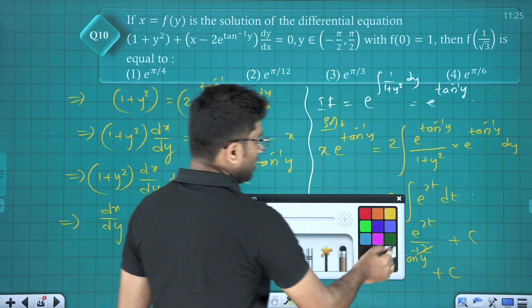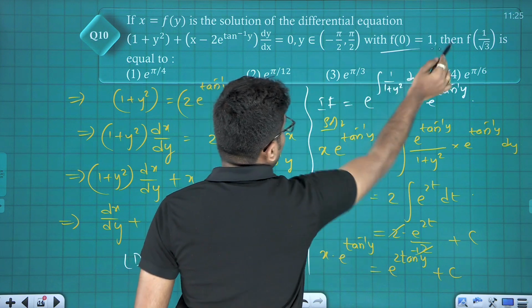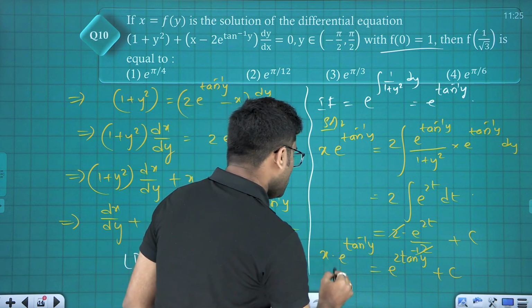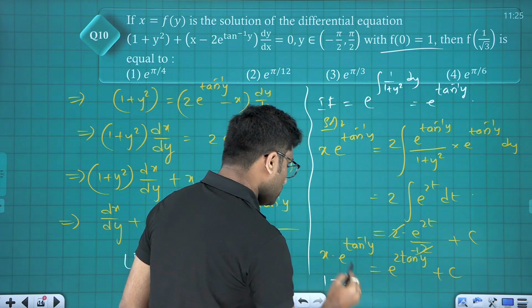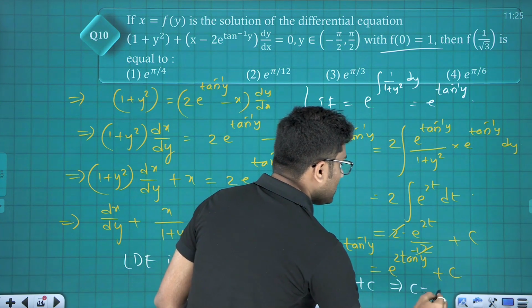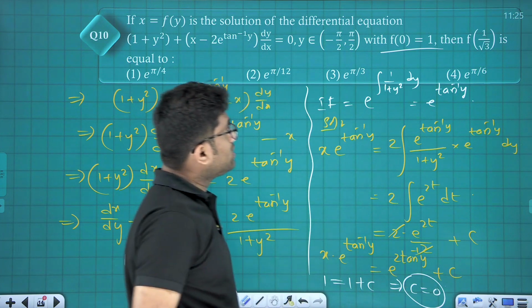So to get this c, they have given something. See, f of 0 is 1. That means when y is 0, x is 1. 1 into e power 0, which is 1, is equal to e power 0, 1, plus c, which implies c is equal to 0. C is equal to 0.